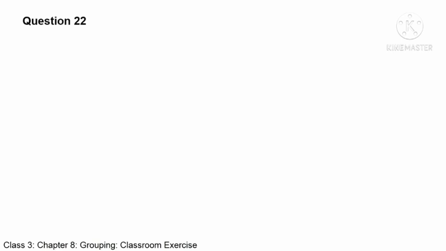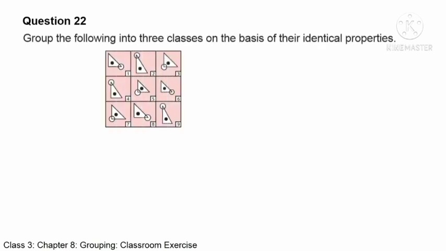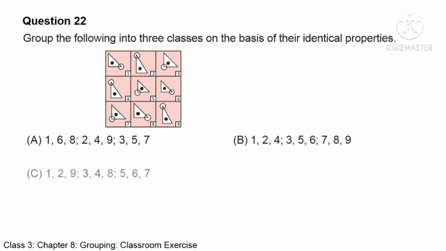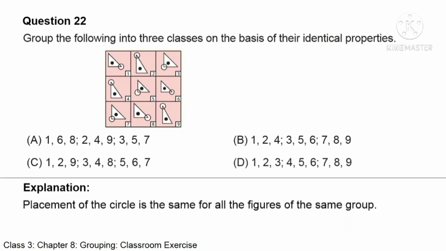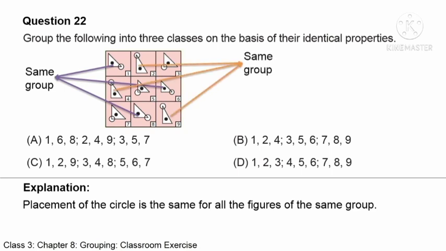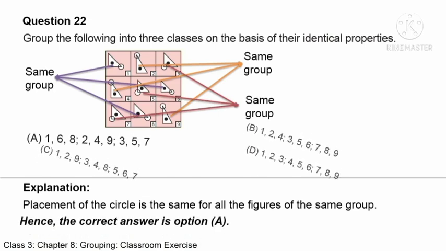In this example, group the following into 3 classes on the basis of their identical properties. We have options A, B, C, or D. Placement of the circle is the same for all the figures of the same group, and the groups are 1, 6 and 8, 2, 4 and 9, and 3, 5 and 7, and thus the answer is option A.